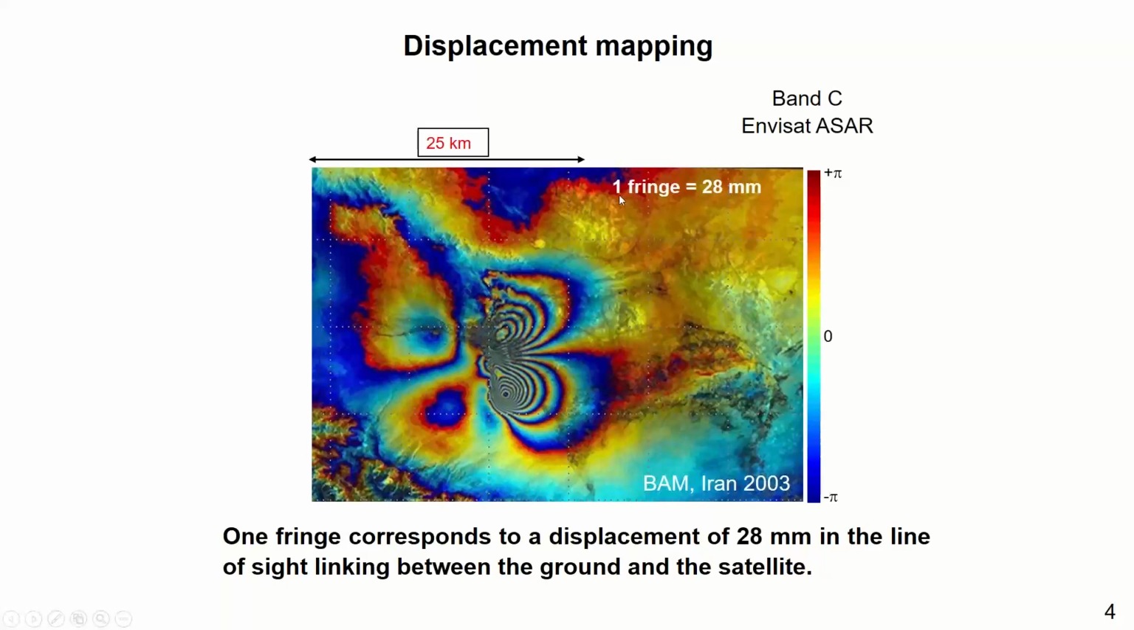Because we know very surely that one fringe corresponds to 28 millimeters. So by counting the number of fringes, from here to here, we have 1, 2, 3, 4, 5, 6. So we know exactly that from here to here is 6 fringes. It will correspond to something like 17 centimeters. And we know very well that the phase here is decreased. So from here to here, the phase is decreased.